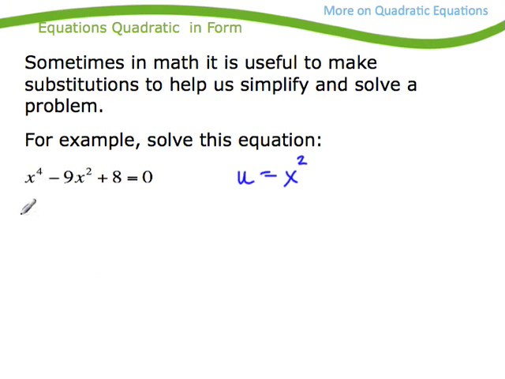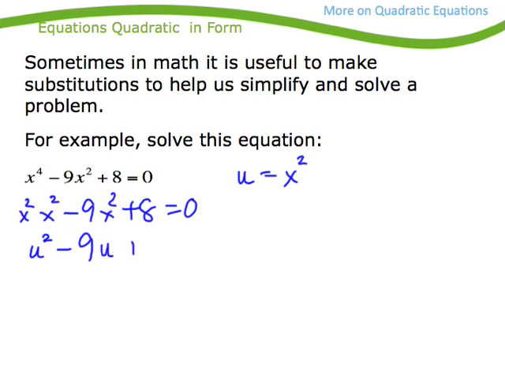So here I have x to the 4th, which is really x squared times x squared, minus 9x squared plus 8 equals 0. Everywhere I see an x squared, now I'm going to replace it with a u. So here's an x squared, that's a u. There's another x squared, so that's another u, or u squared. Minus 9, okay, x squared we said is a u, plus 8 is equal to 0.